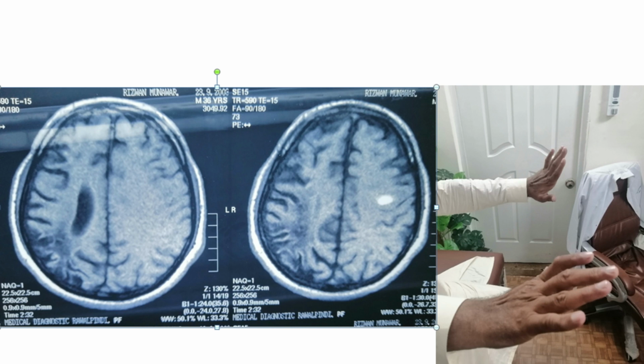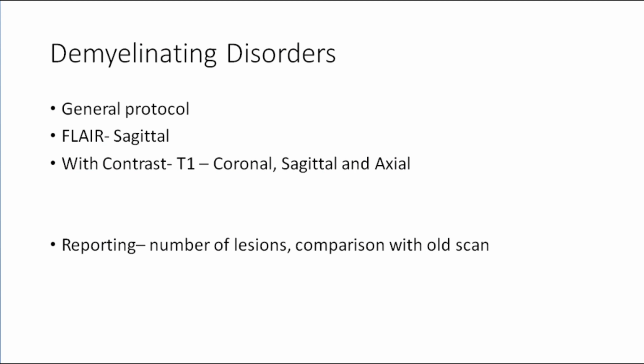Okay, demyelinating disorders. This is one of the biggest deceptors for anyone, for clinicians especially. So general protocol, then we need to do the FLAIR sagittal images. Don't miss it, please. Even I have to send one patient back to get the FLAIR sagittal sequences. And on the T1, we need to do a T1 with contrast and without contrast both. We need the coronal, sagittal, axial. Otherwise, you may not be able to pick up the disease burden.